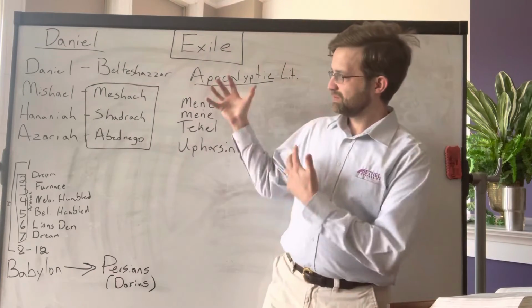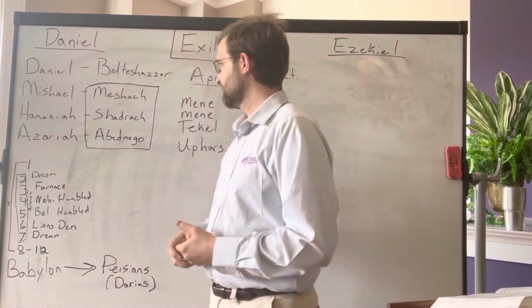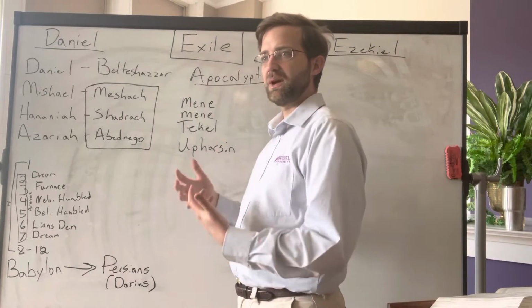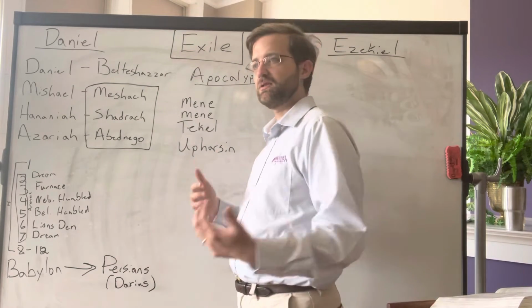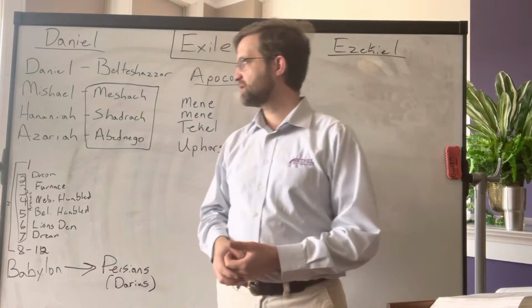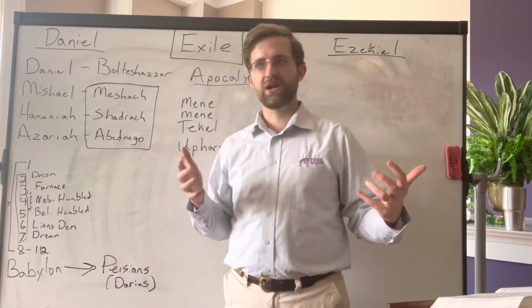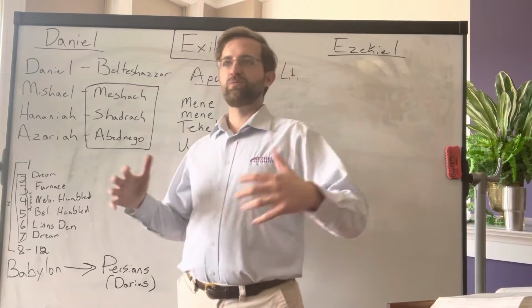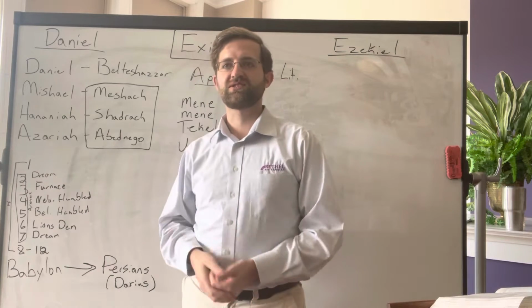And so, focusing in now on Daniel. Daniel is, as I said, a young man that is carried off into captivity during that first wave of deportation. And he's taken with Mishael, Hananiah, and Azariah. All 4 of these young men are taken and deported. And then these 4 young men are chosen for a special program that King Nebuchadnezzar sets up.